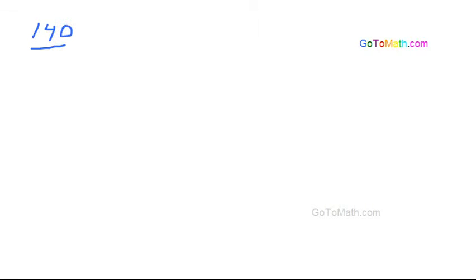140 over x squared plus 24 over x is equal to negative 1. Alright. Wow, what do we do with that?